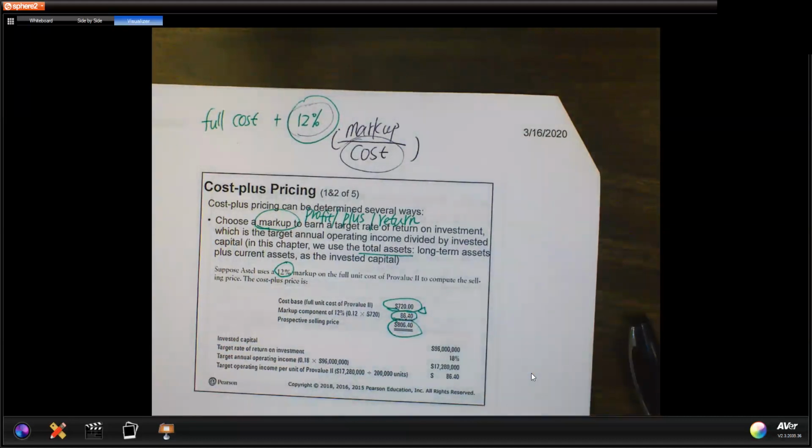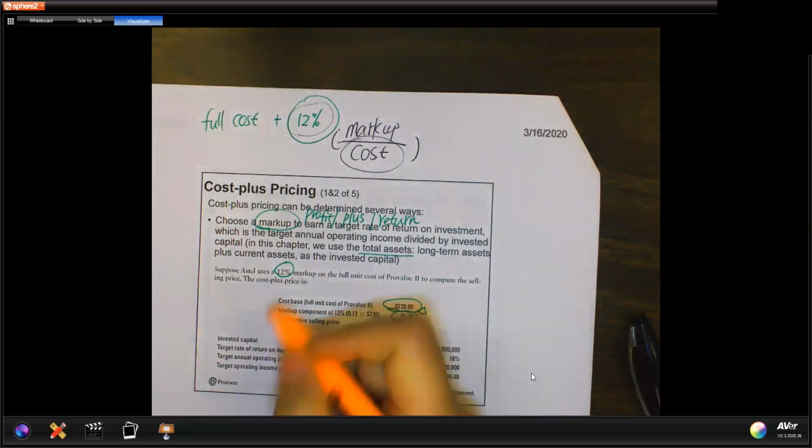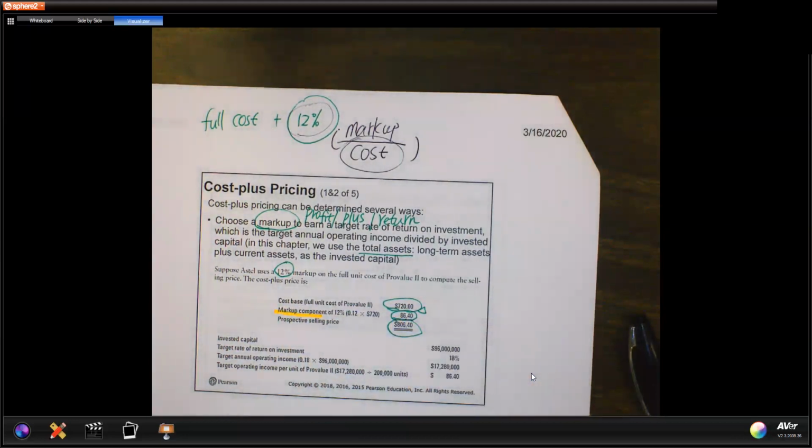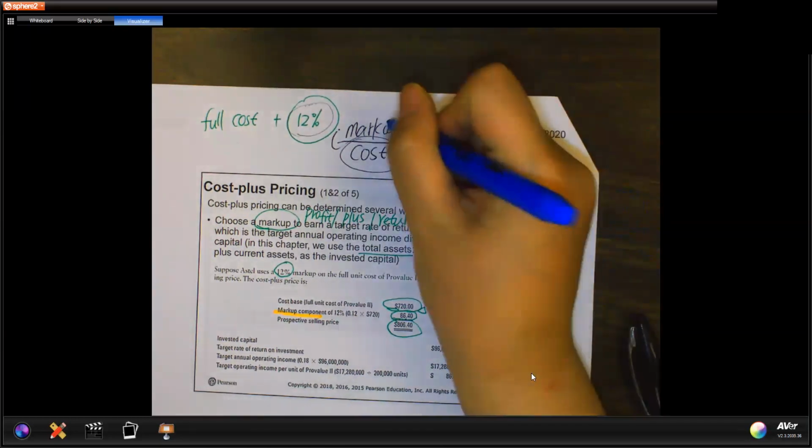You will say, how do I get this markup? Your next question is, how do I know my markup is $86.4? It's not $100, it's not $50. Why does it have to be $86.4? How do we get this markup?